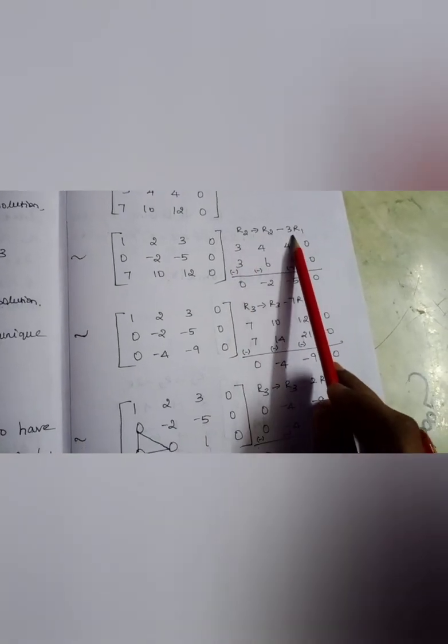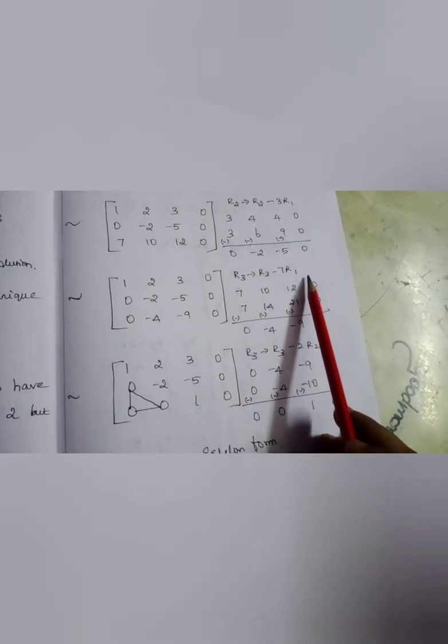Now writing the augmented matrix, that is 1 2 3 0, 3 4 4 0, 7 10 12 0. Then we apply the elementary transformations. As usual, we'll bring it to the echelon form. R2 implies R2 minus 3R1, R3 implies R3 minus 7R1, and finally R3 implies R3 minus 2R2. We have obtained the echelon form.